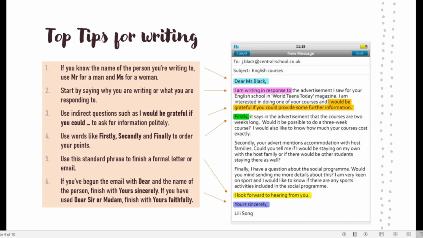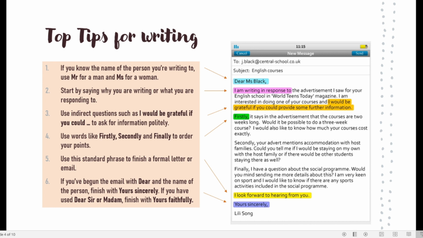All right. So here are the top tips for writing. I would like you to pay attention to these pictures. The left one shows some points that you might cover whenever you want to write a formal letter or formal email. Of course, there are some rules over here to make your writing look well organized and professional. The first one, if you know the name of the person you are writing to, use Mr. for a man and Miss for a woman. So basically, this is a greeting.